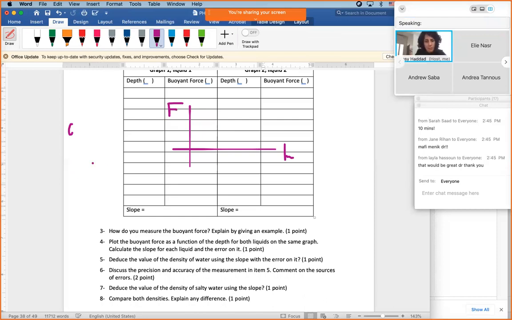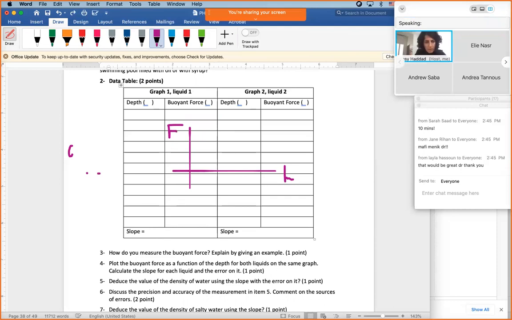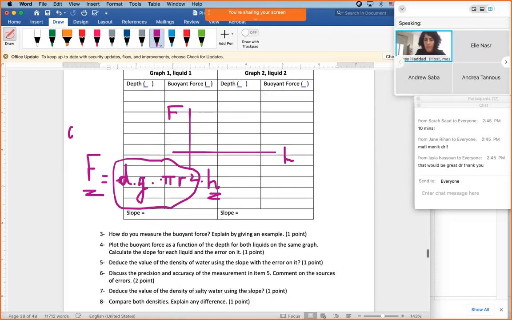I need to remind myself, I'm sorry for my pen being slow, it's due to the recording. So F is rho g V, which is density times g, and V is basically the area, which is pi r squared times the height, right? Am I right? And height is your x-axis. So this is your x-axis, this is your y-axis, and all this is the slope. And you have the error on the slope. The question is to deduce the error on the density, right?